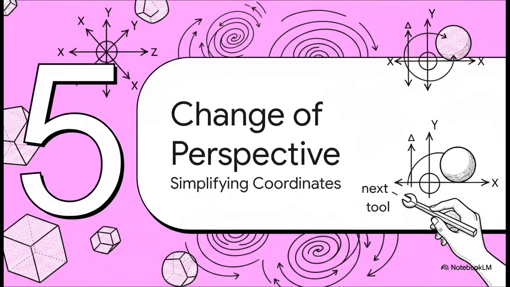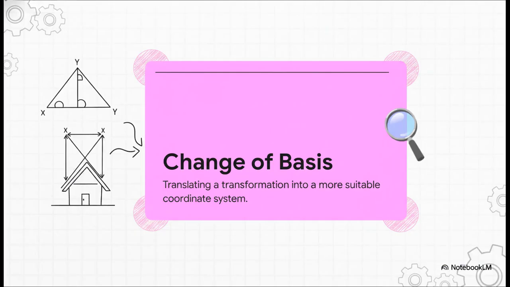Moving on to Section 5, Changing Your Perspective. Sometimes standard coordinate systems are just incredibly awkward for our calculations. Imagine you need to calculate the structural load for a steeply pitched roof. Doing that in standard XY coordinates is a total nightmare. Wouldn't it be way smarter to just rotate the coordinate system so it lines up perfectly with the angle of the roof? That's exactly what the change of basis does.